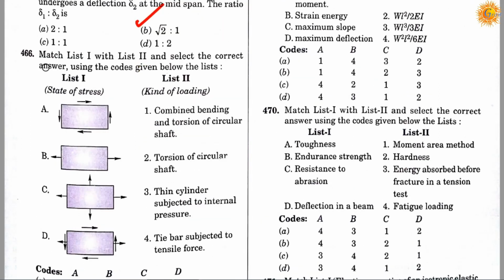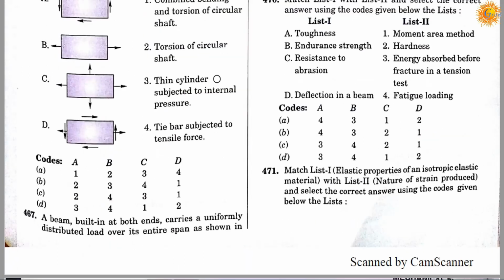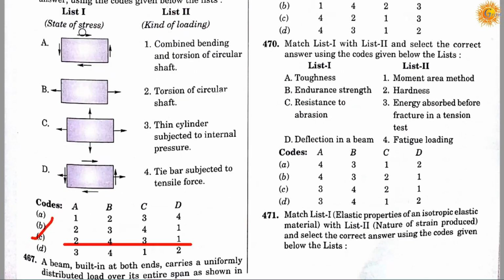Question number 466. Match list first and second and select the correct answers using the codes given below in the list. So correct answer is C. According to C, there are 4 different states of stresses and on the other side kinds of loading. First is for this stresses, it's a torsion circular shaft. For the second diagram, it will be tie bar subjected to tensile force. For the third diagram, it will be thin cylinder subjected to internal pressure. And for the fourth diagram, it will be combined bending and torsion of circular shaft.